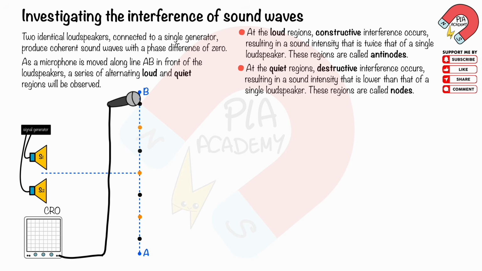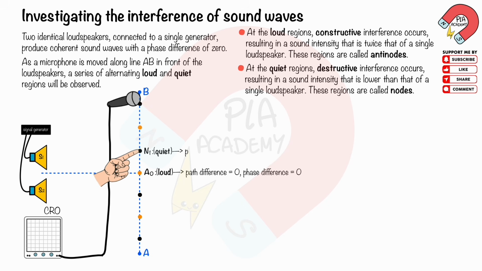At the quiet regions, destructive interference occurs, resulting in a sound intensity that is lower than that of a single loudspeaker. These regions are called nodes. The central loud region marks the zero-order antinode. At this antinode, both the path difference and the phase difference are 0.